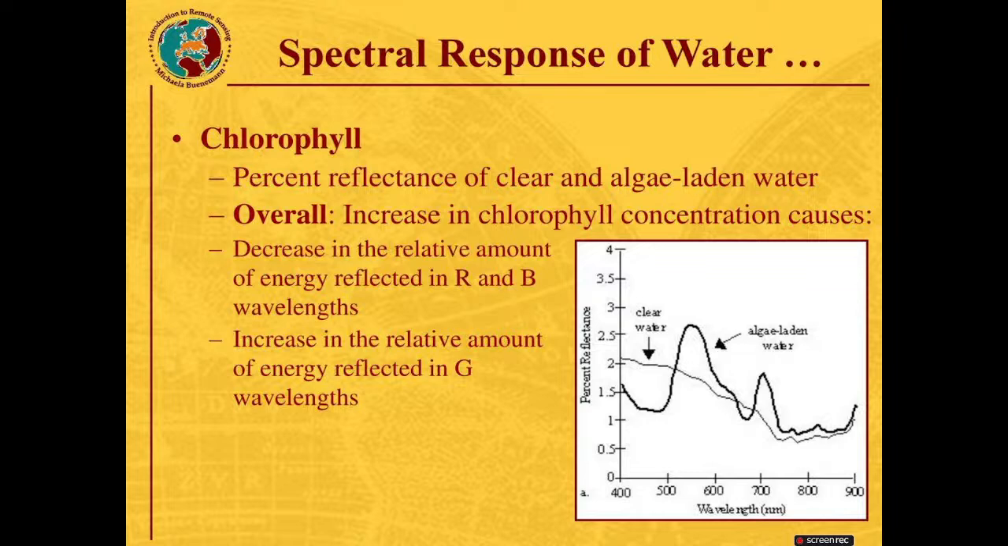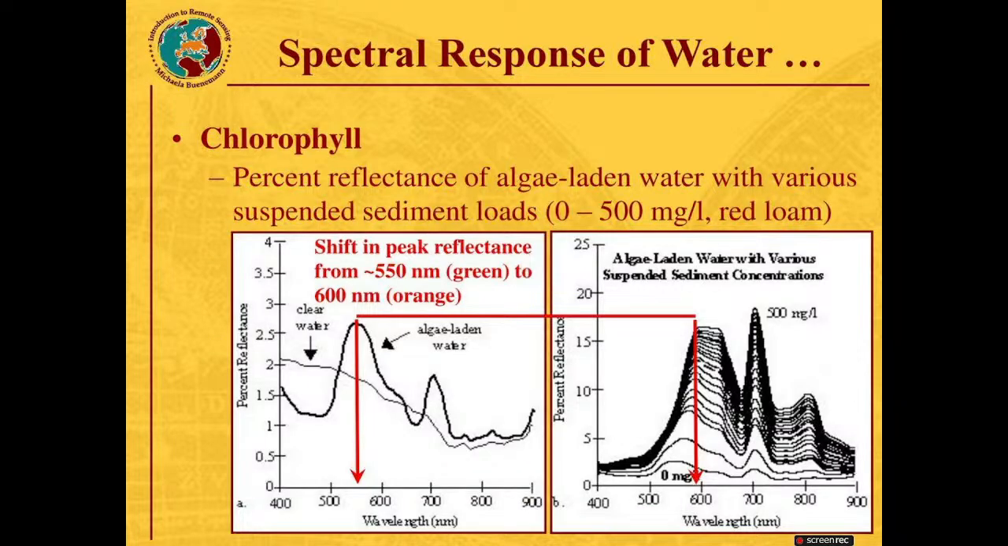The chlorophyll percentage, and the percent reflectance of clear and algae-laden water. Increasing the chlorophyll concentration causes a decrease in the relative amount of energy reflected in the red and blue wavelengths. Okay, red and blue wavelengths, then there will be a decrease in the amount of energy reflected, and an increase in the relative amount of energy reflected in the green wavelength. Okay, so this is also a chart showing clear water and also algae or chlorophyll water.